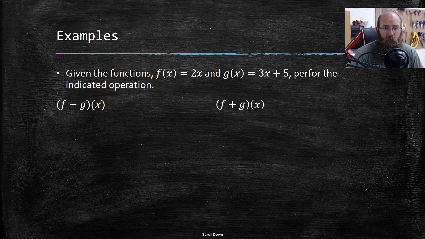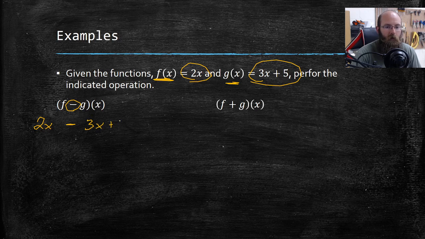Let's go through some examples though. So here, they told me f of x equals 2x, g of x is 3x plus 5. And then it says to do the indicated operation. This one, just saying to subtract them, f minus g. So I take my first thing, 2x, and I subtract all of g.